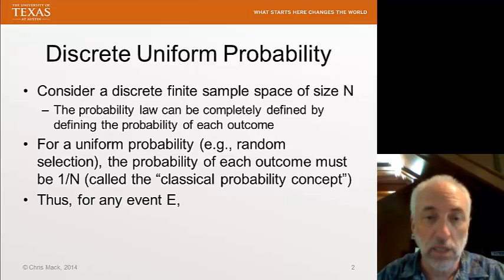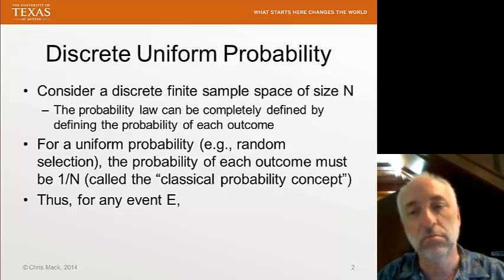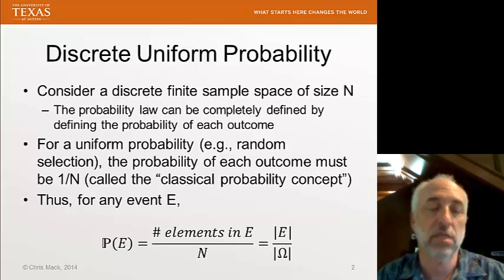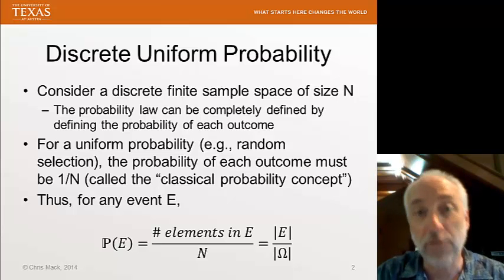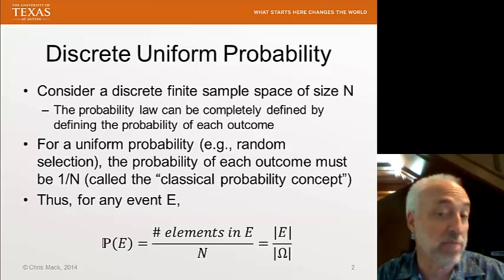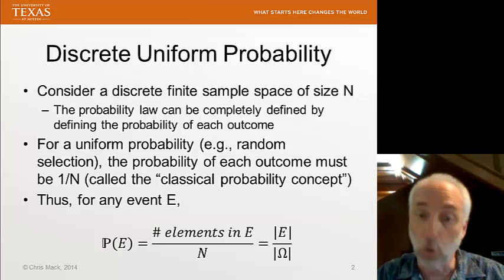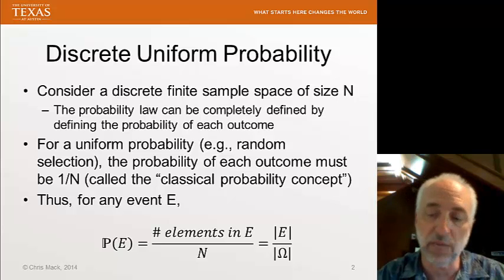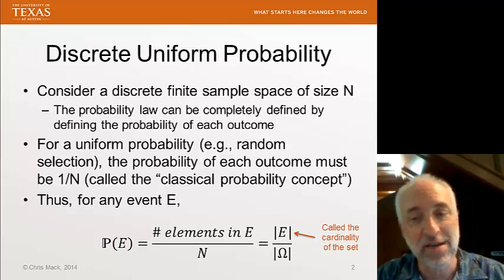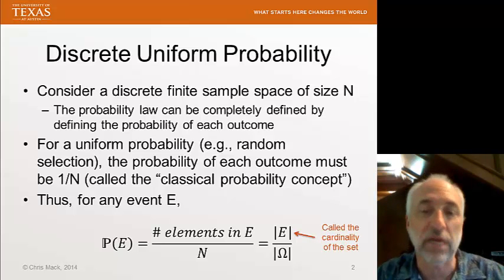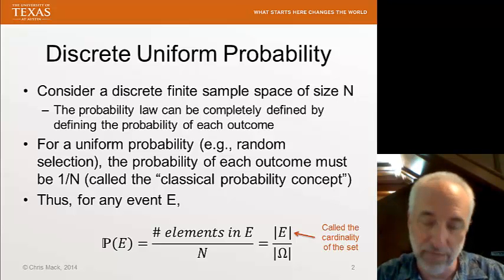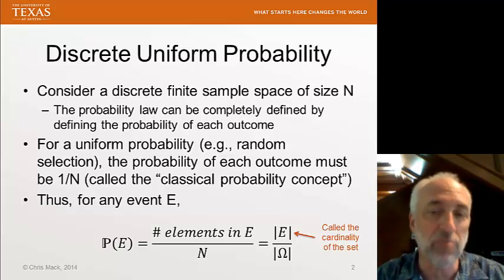Now, if I look at an event E, some collection of outcomes, I can define the probability of that event in a very simple way for the case of a uniform probability law. I simply count the number of elements in E and then divide by the total number of elements in my sample space. Symbolically, we use this absolute value sign on E, or the absolute value sign on omega for the sample space, to describe the cardinality of the set. That simply means the number of elements in that set.